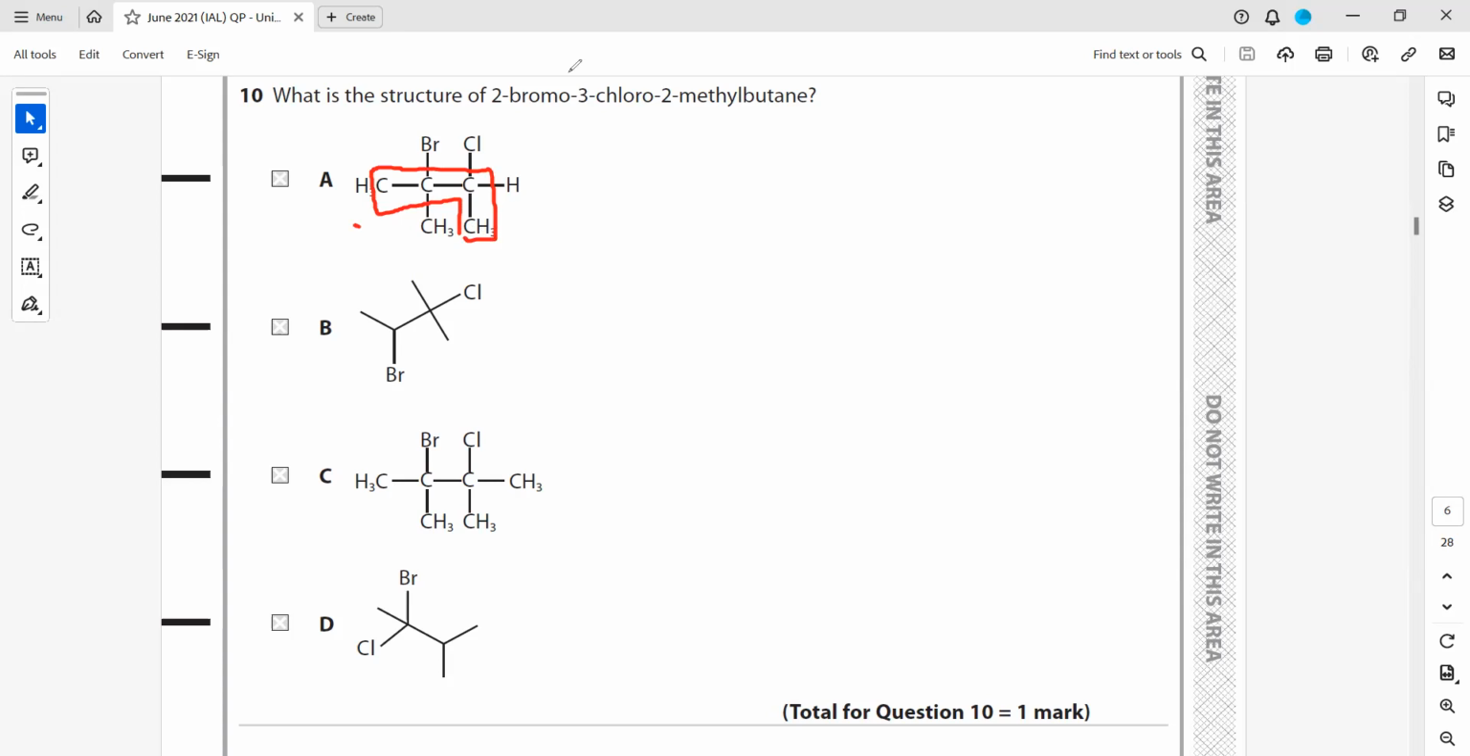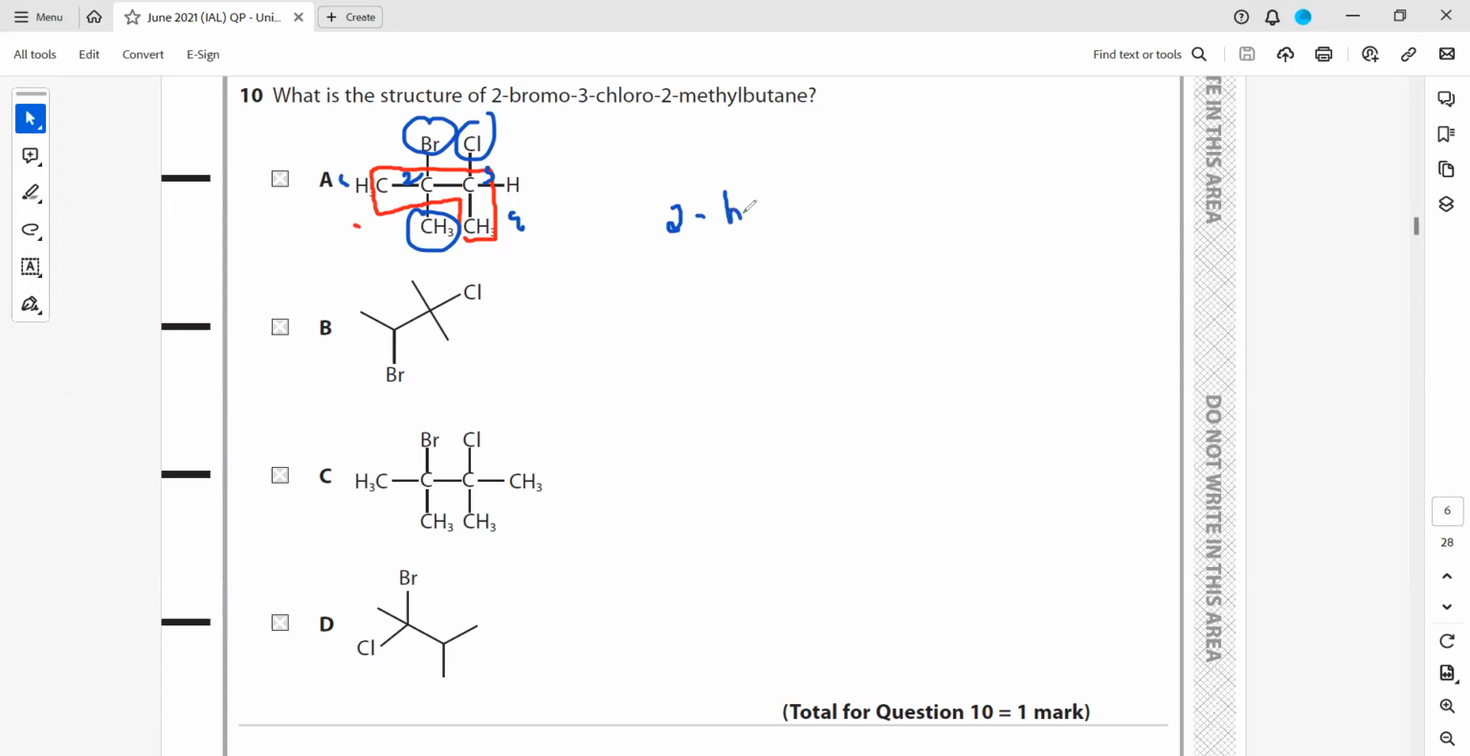Numbering should start from the nearest branch. If I number the carbon atoms, this will be 1, 2, 3, 4. So at the second position, I get a branch. But if I number from here, 1, 2, 3, 4, at the second position I will also have a branch. But why do we number from the left-hand side? Because when I number from the left-hand side, there are two branches at the start. If I number from the right-hand side, only one branch. And when we name them, we name according to alphabetical order. For the branches, it's not about position, it's about alphabetical order.